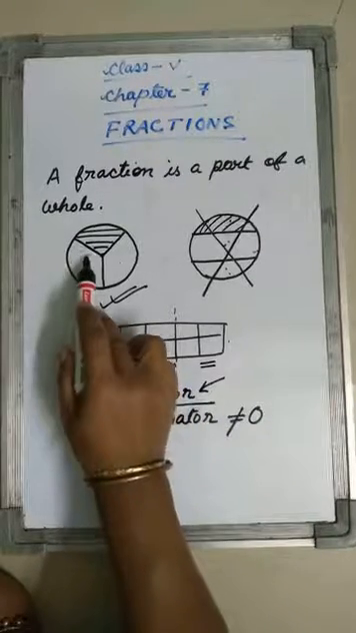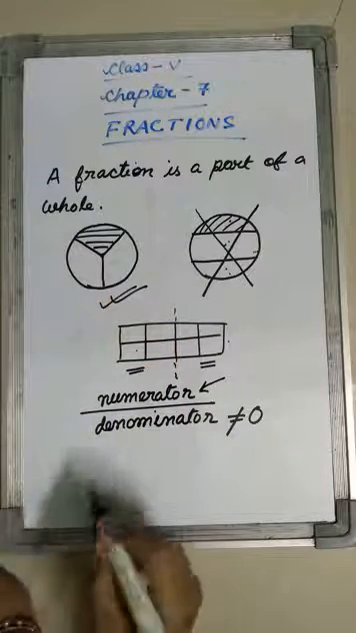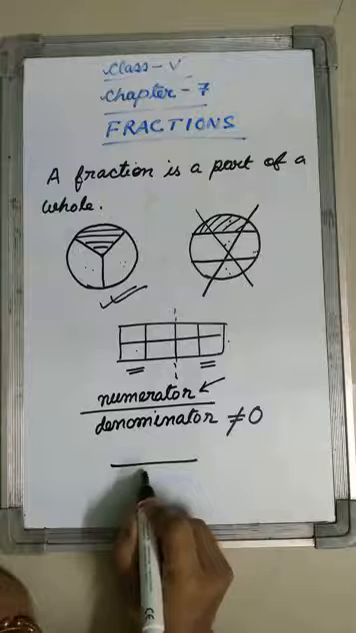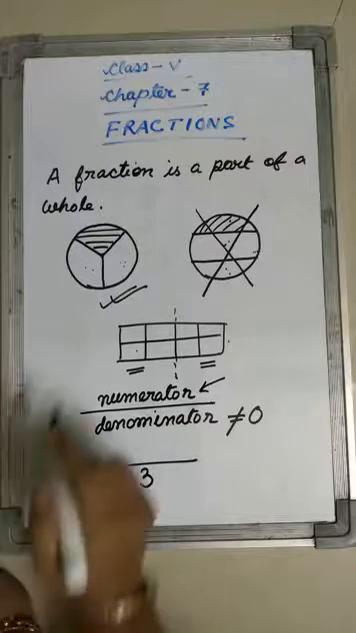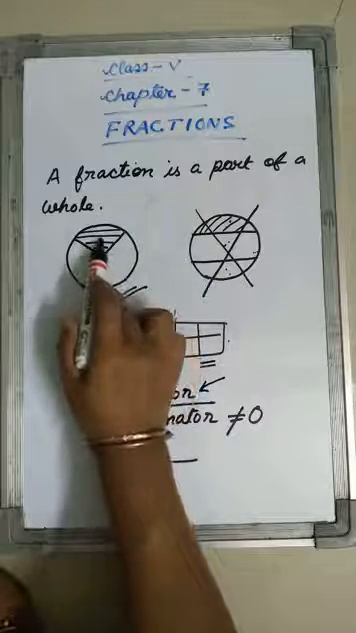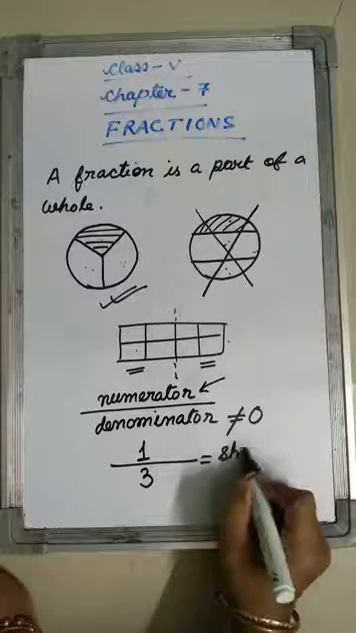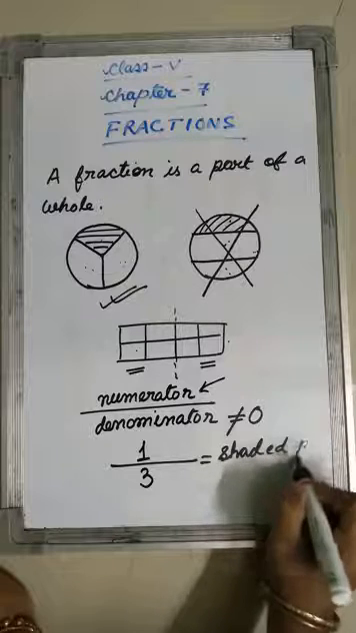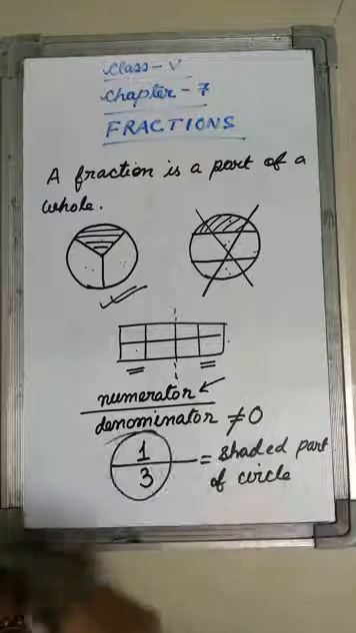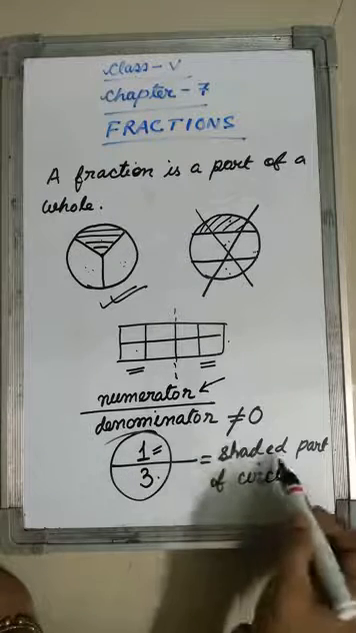So if I am asked to write the fraction of the shaded part, I have made 3 parts. Total number of parts is 3, so my denominator is 3. How many parts are shaded? Only one part is shaded, so the shaded part of the circle is one by three. That means out of 3 parts, one part is shaded.